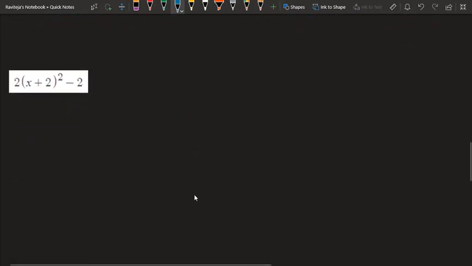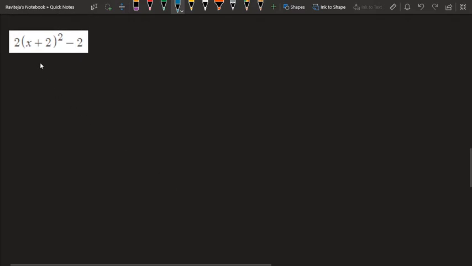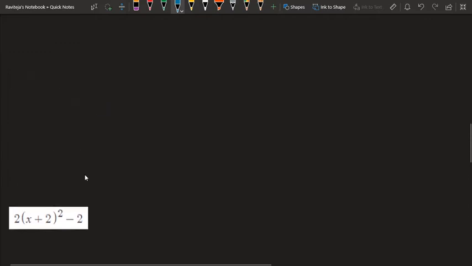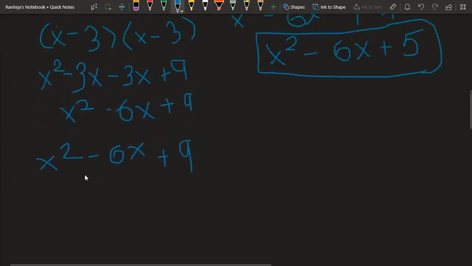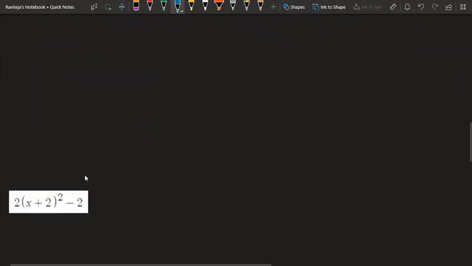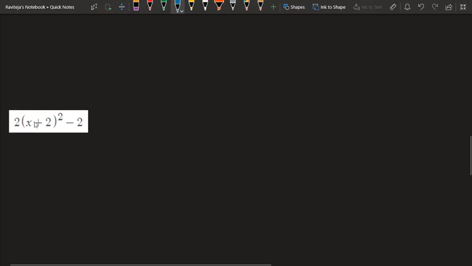And here we have it. 2 times x plus 2 squared minus 2. Pause the video if you want to try this on your own. Alright, so let me explain how it goes to you guys. This is basically the same exact sort of vertex form quadratic equation as the last one, but this time we'll have to multiply this inside after squaring the binomial by 2.